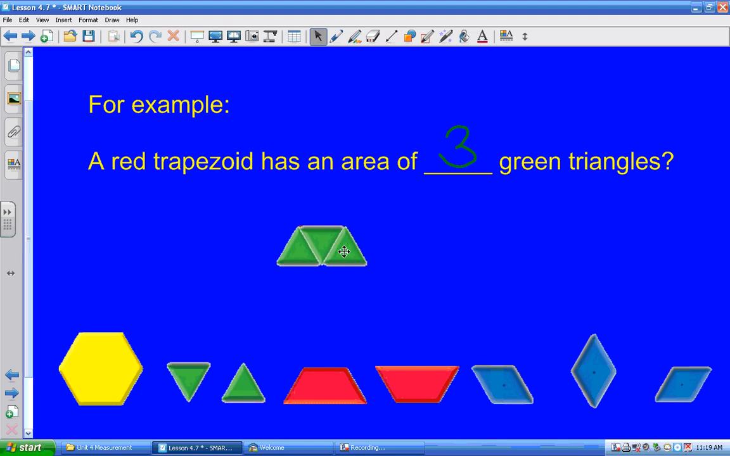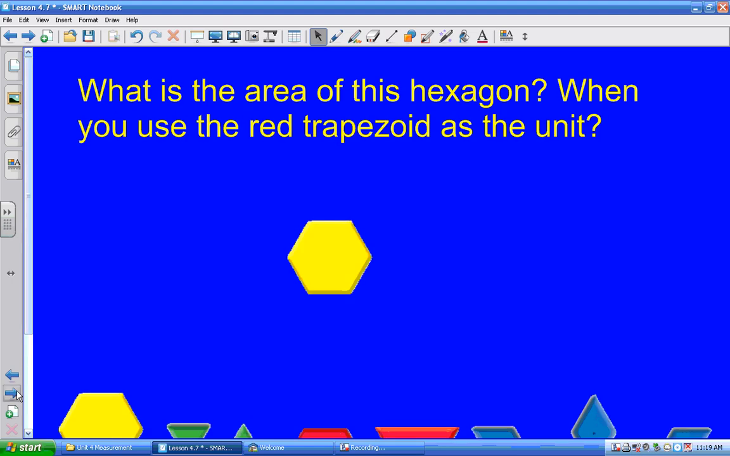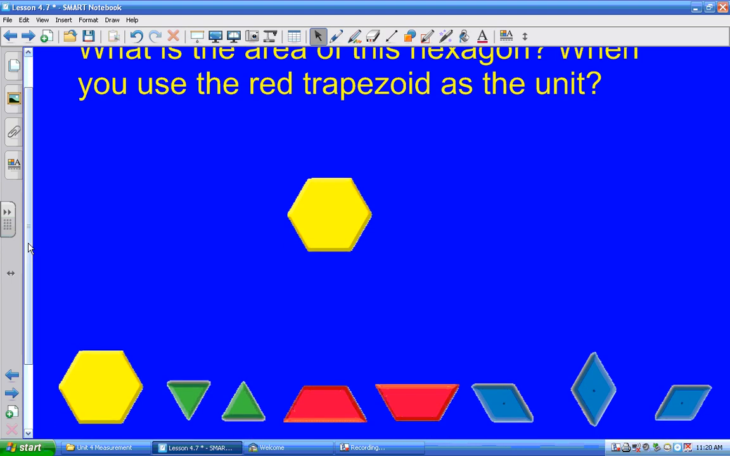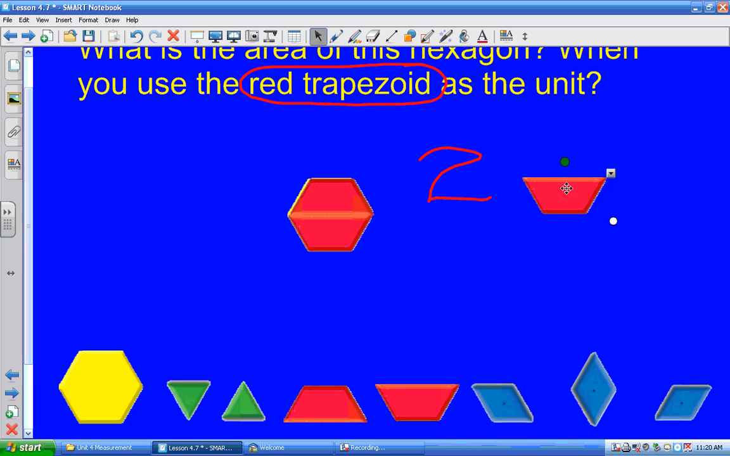Now, in this case, the unit we're using is a green triangle. Do you follow me? All right, let's go on to the next one. What is the area of this hexagon this time when you use the red trapezoid as the unit? So what is your guess, Gabe? How many red trapezoids, that's these ones down the bottom here? 2. Let's find out if you're right. Put 1 right there. You put 1 right there. So is he correct? Yes, correct. So I got 2, the area is 2, and my unit is a red trapezoid. So basically what I need is 2 of these. So that's my area.